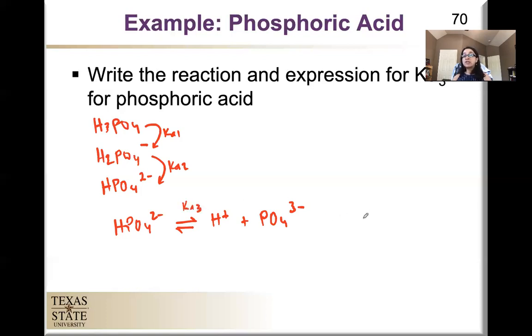So the expression for Ka3 would be equal to my products divided by my reactants. In this case, the product is H+ times the phosphate ion, PO4 3-, divided by the concentration of the acid on the left-hand side, which in this case is HPO4 2-. That's it. We are done writing the expression for Ka3.